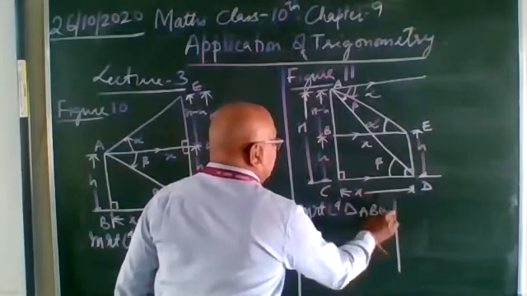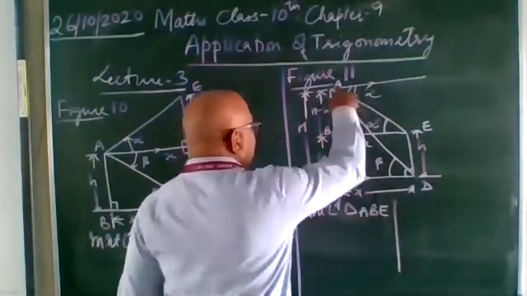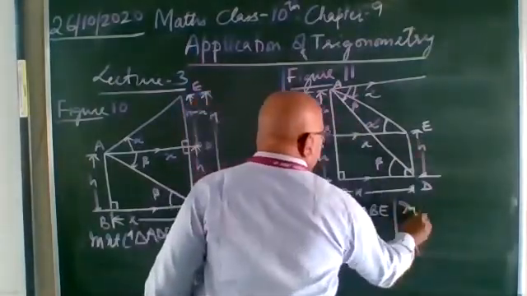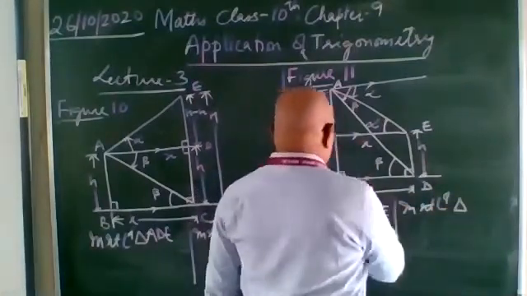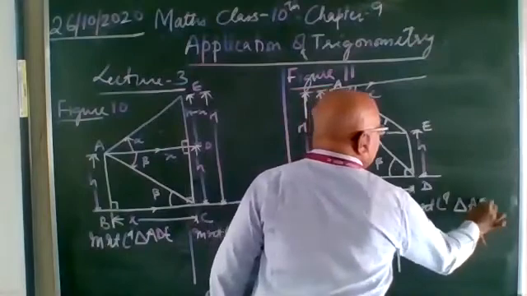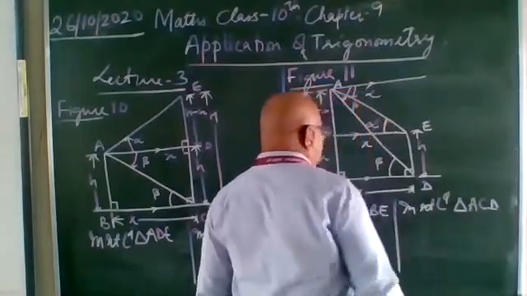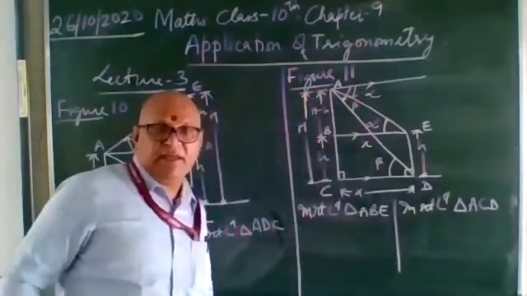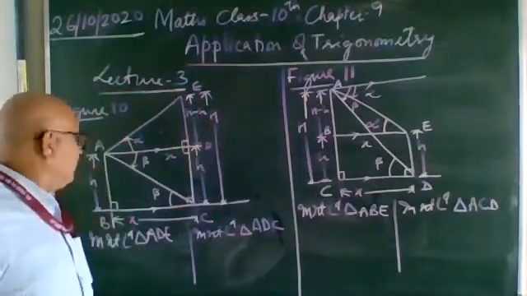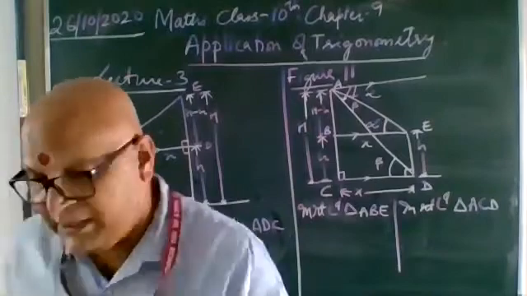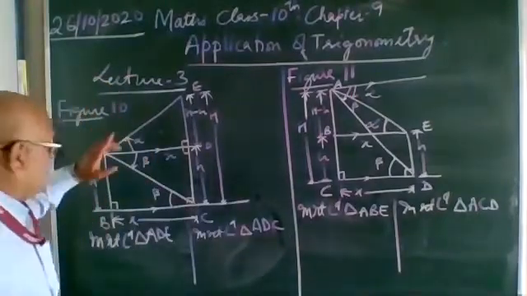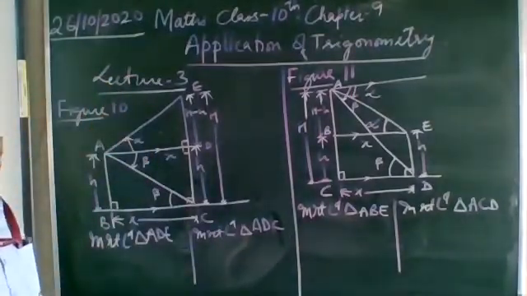So in this right angle triangle, A, B, E. This is one right angle triangle, A, B, E. And in right angle triangle A, C, D. So this is in right angle triangle A, C, D. So we have to work in right angle triangles. So figure number 11 is there.